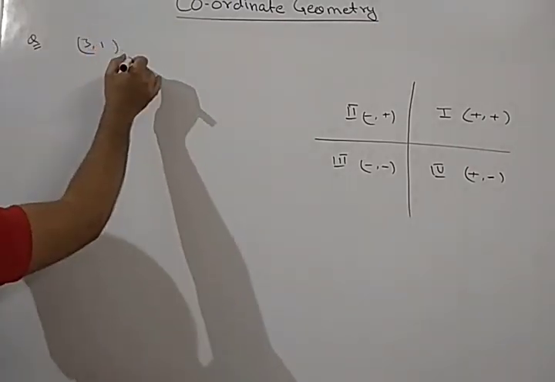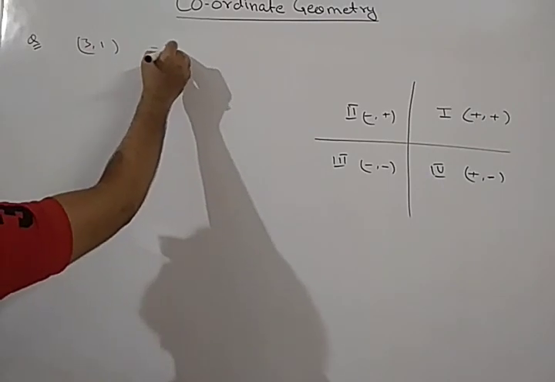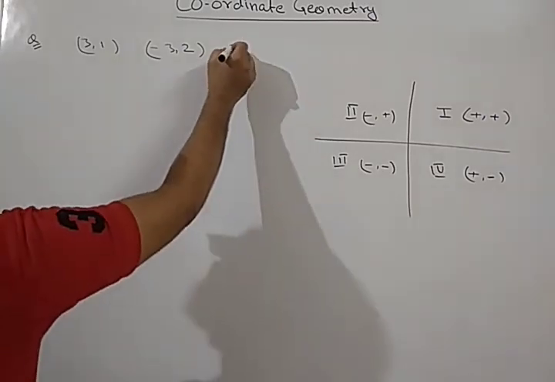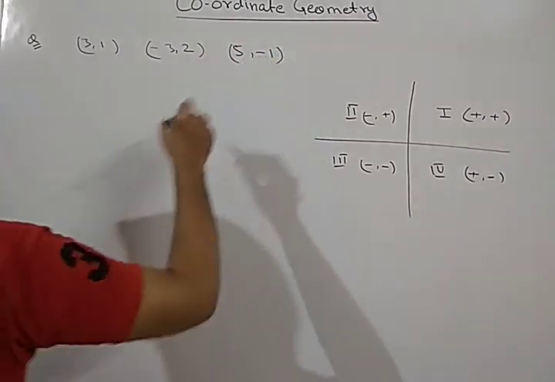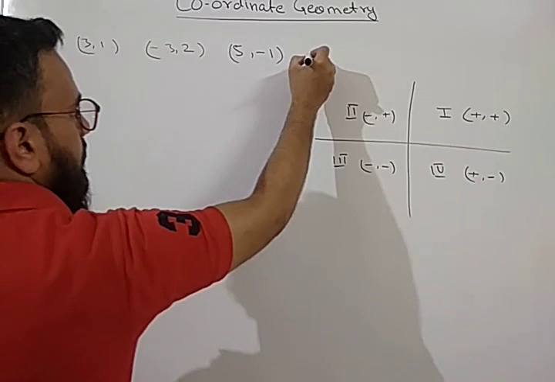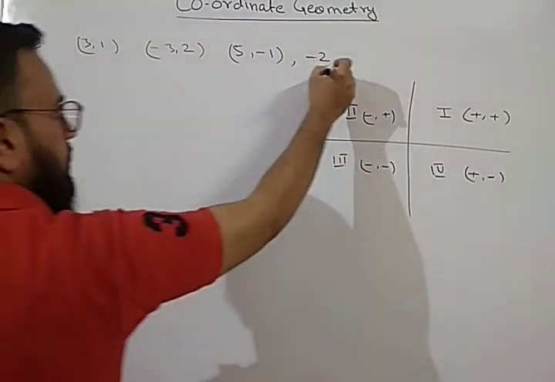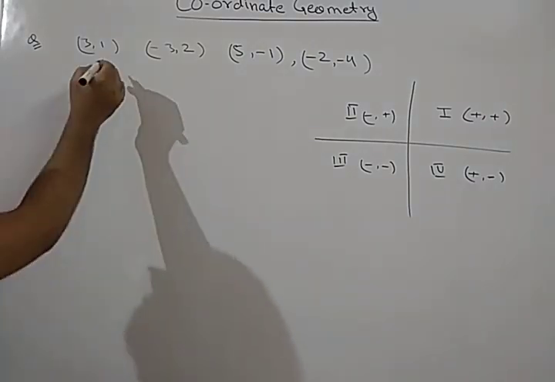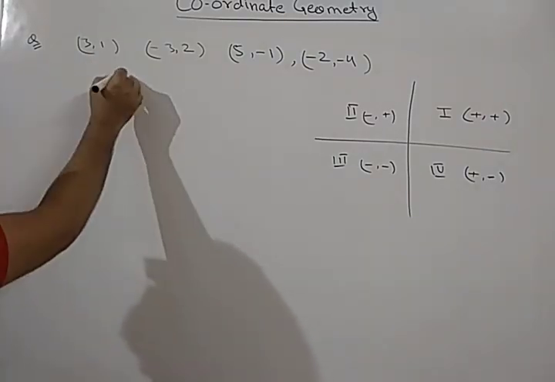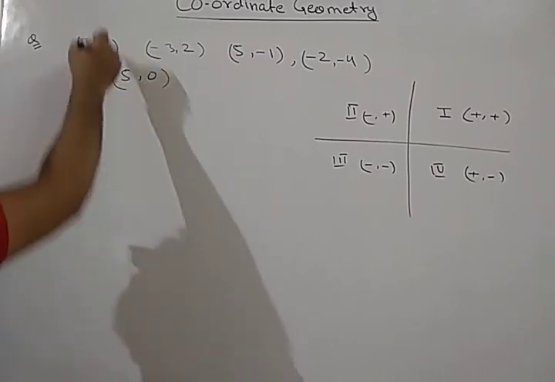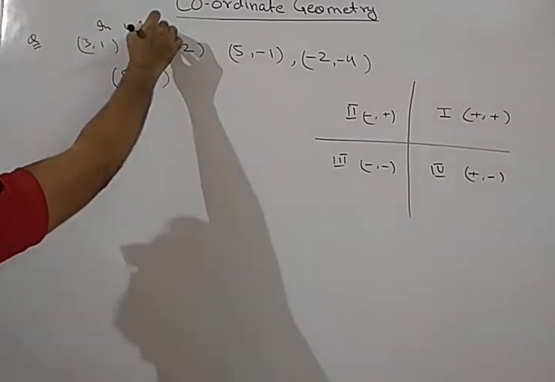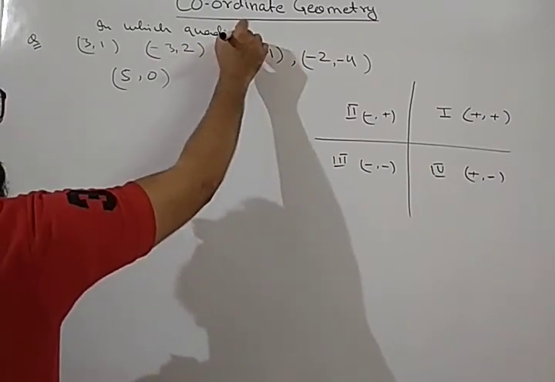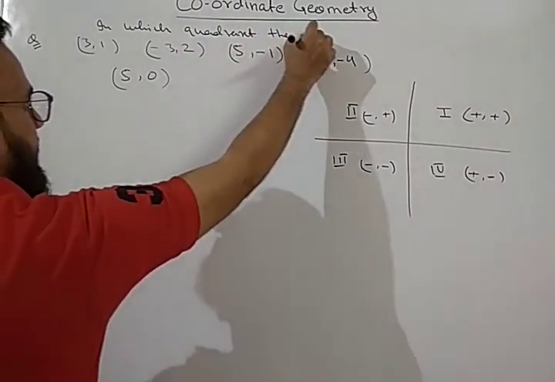3 comma 1, minus 3 comma 2, 5 comma minus 1, minus 2 comma minus 4, and 5 comma 0. The question is, in which quadrant do these points lie?